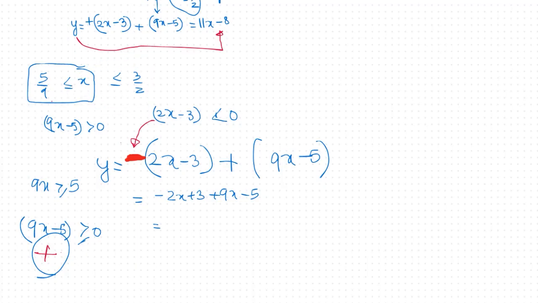If you consider this, 2x minus 3 will be less than or equal to 0. So that is why it is negative. So minus of this: minus 2x, minus into minus plus 3.